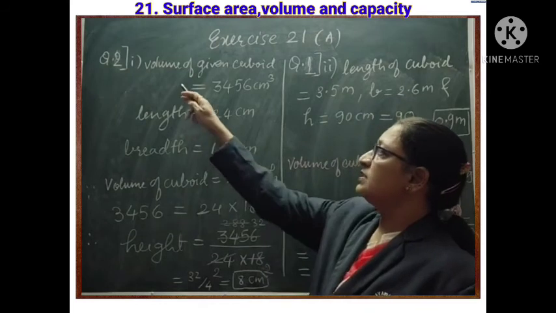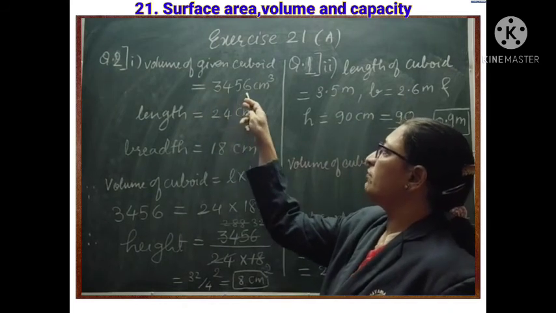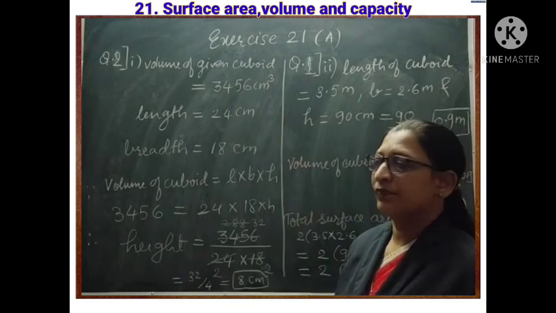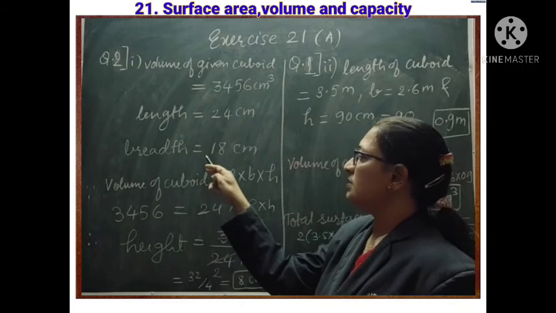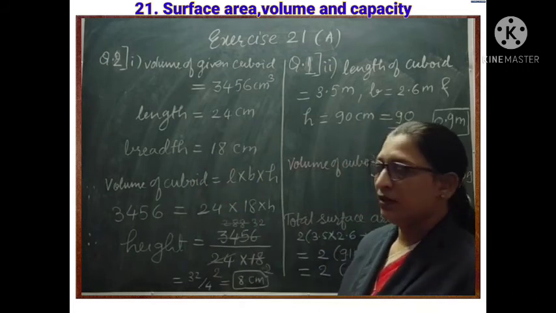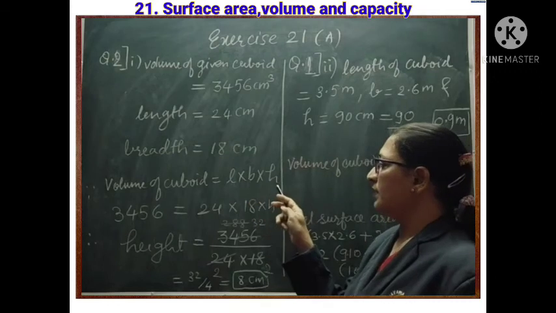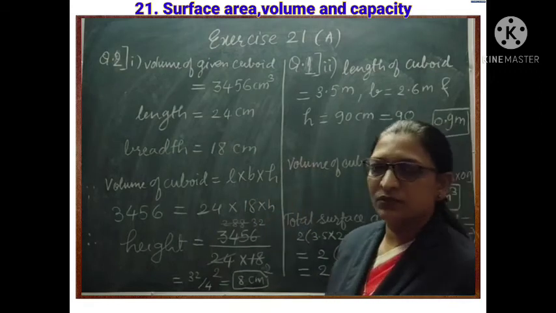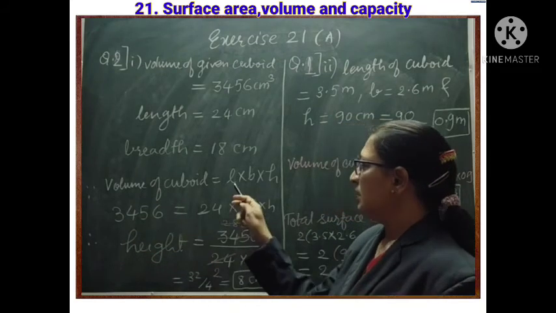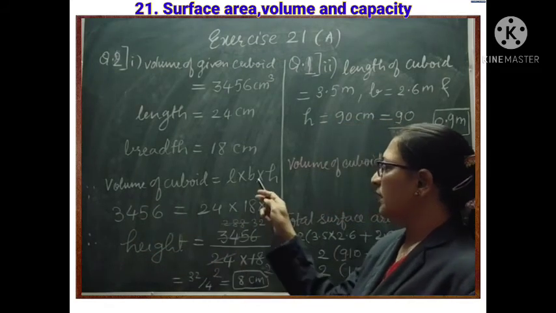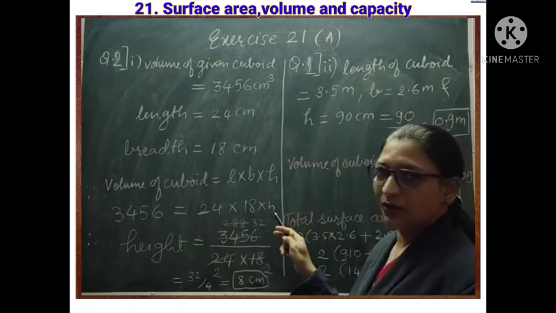Let's see the first example. Volume of the given cuboid is 3456 centimeter cube. Its length is 24 centimeter while breadth is 18 centimeter. As we know, volume of cuboid is length into breadth into height. We will substitute all the values. Volume of cuboid is 3456, length is 24 into breadth is 18 multiplied by height. Height we have to calculate.